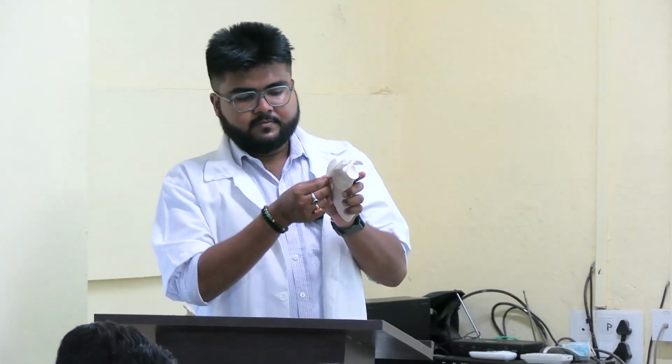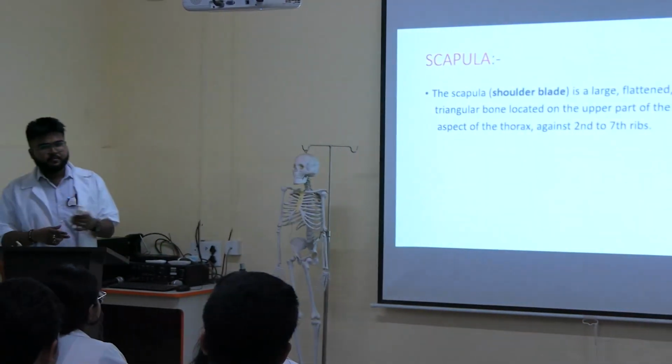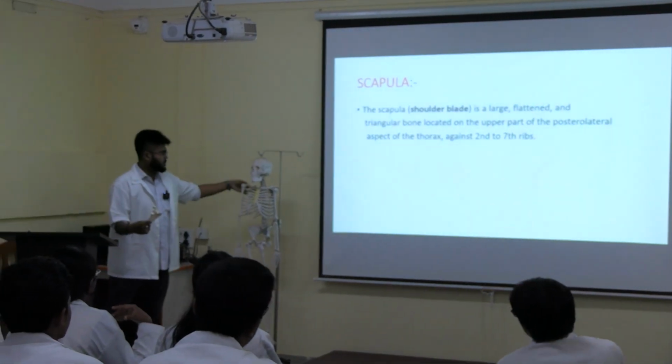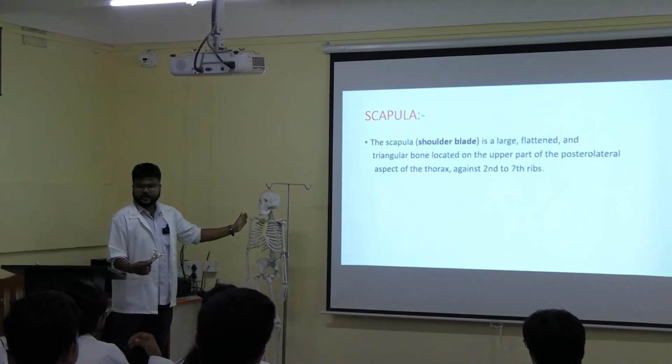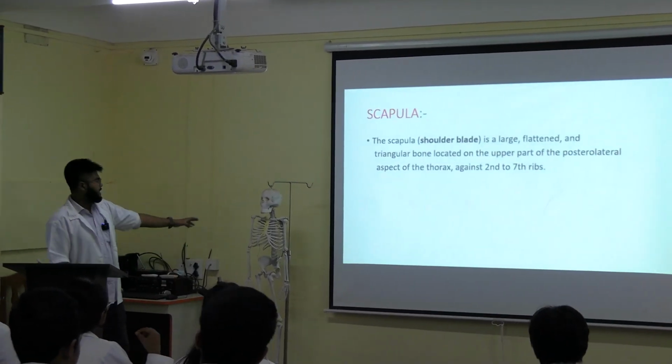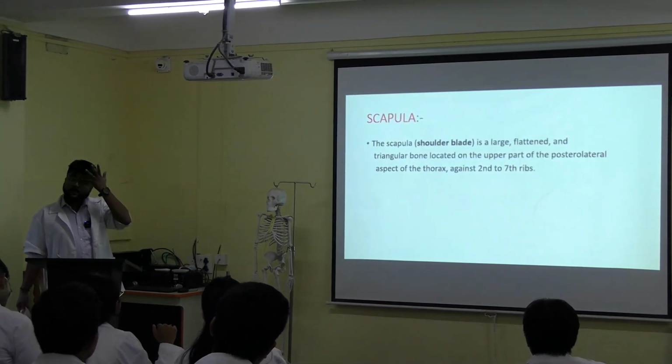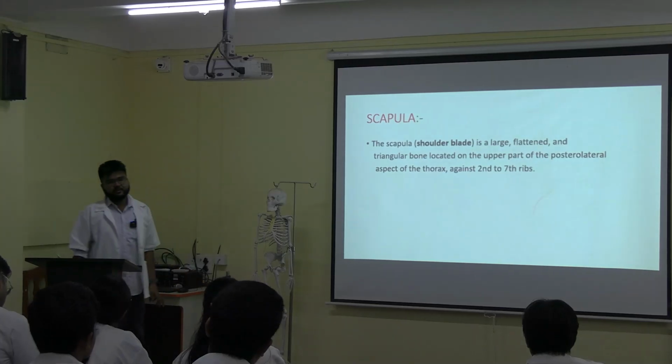And another one: this is your spinous process, continuing to your acromion process. This is your coracoid process. Now the most important things are the muscle attachments. But before starting the muscle attachments, let us recap all those things. First, this is your scapula bone. Where is it located? Mainly on the thoracic cage, the posterior lateral aspect of your thorax, between the second and seventh rib. It is also called the shoulder blade. It is a large, flattened, triangular-shaped bone.